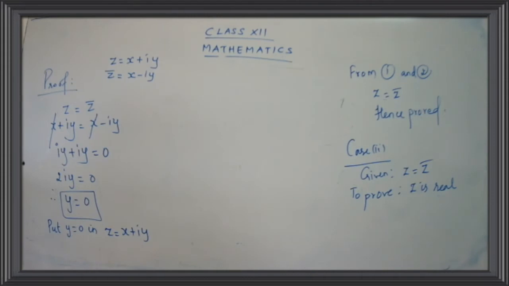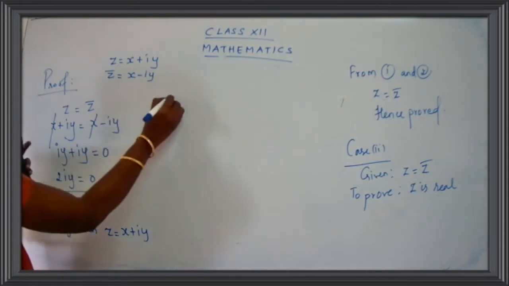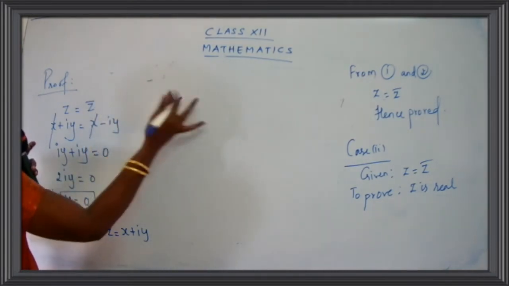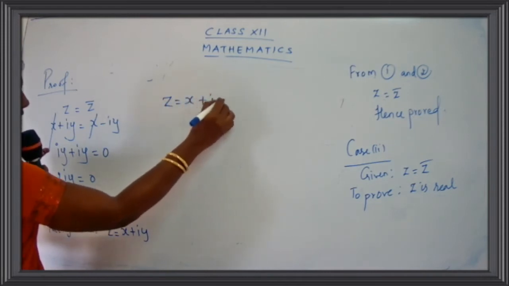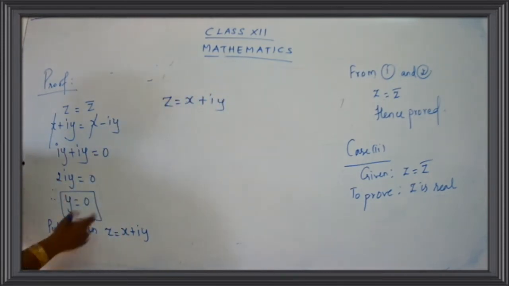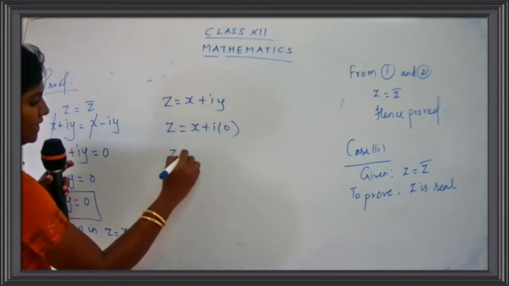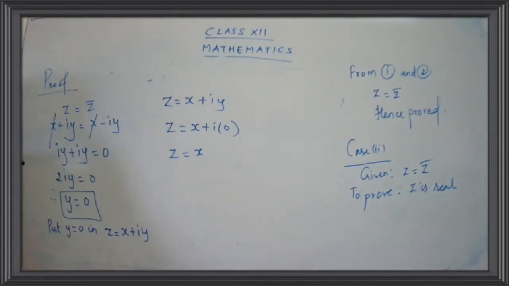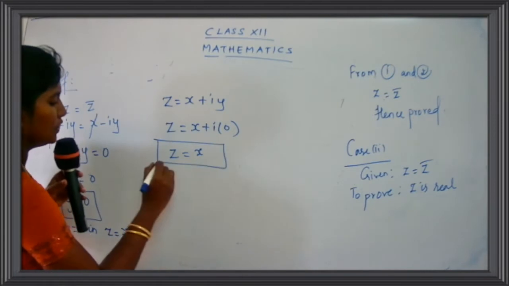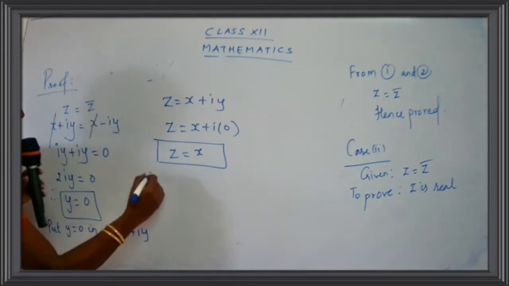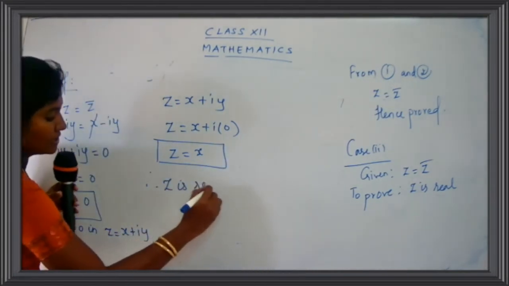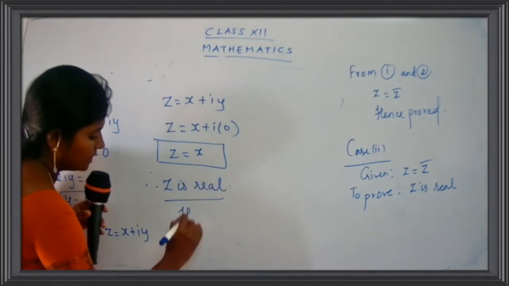Put Y is equal to 0 in Z is equal to X plus iY. Okay. So Z is equal to X plus iY. I got the value for Y as 0. So Z is equal to X plus i into 0. So Z is equal to X. We have already seen that if you get Z is equal to X, it means it is a real number. Therefore, Z is real. Hence proved.